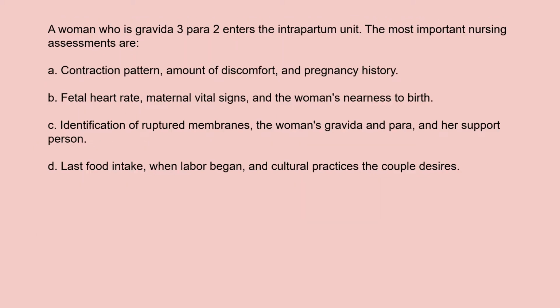A woman who is gravida 3 para 2 enters the intrapartum unit. The most important nursing assessments are: A. Contraction pattern, amount of discomfort, and pregnancy history. B. Fetal heart rate, maternal vital signs, and the woman's nearness to birth. C. Identification of ruptured membranes, the woman's gravida and para, and her support person. D. Last food intake, when labor began, and cultural practices the couple desires.